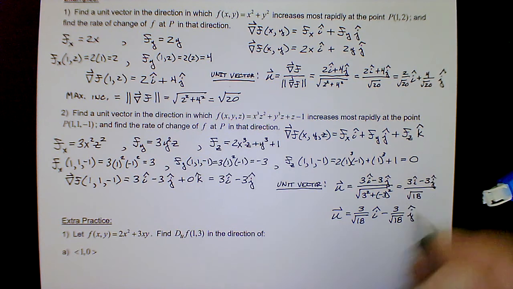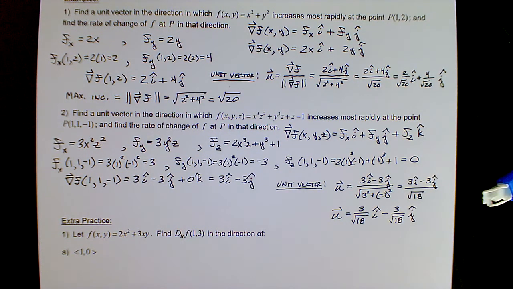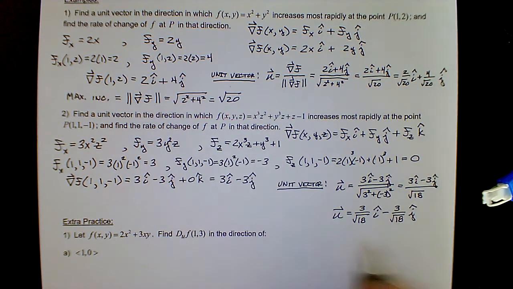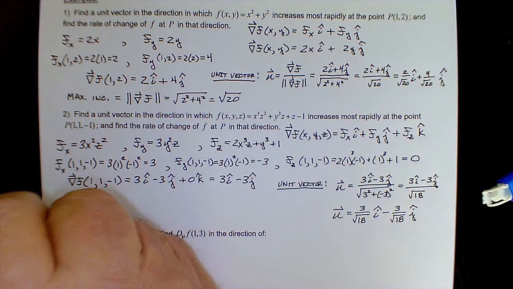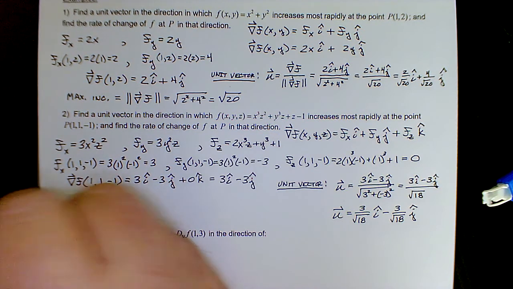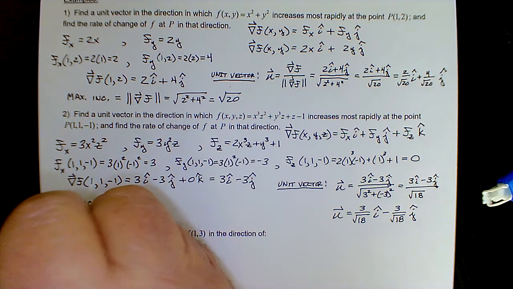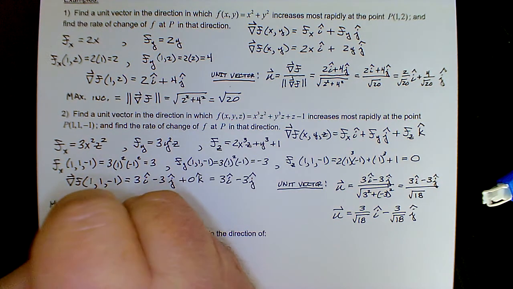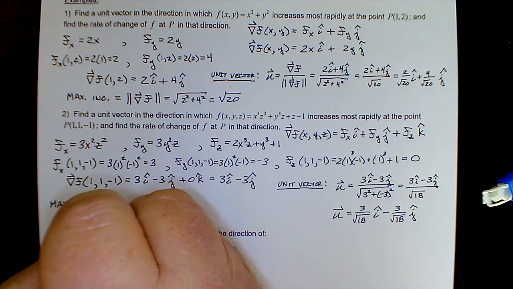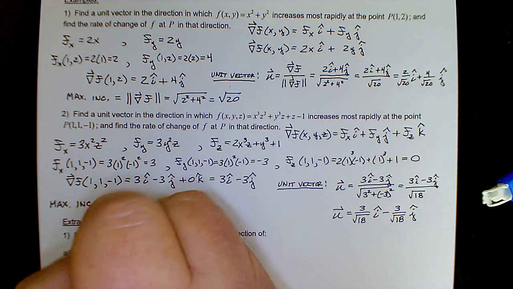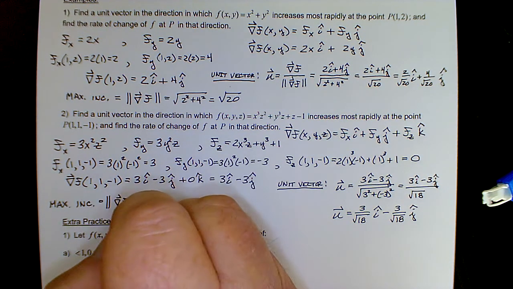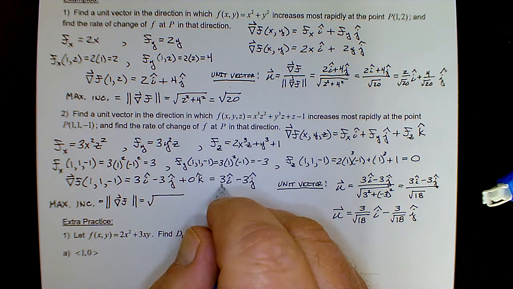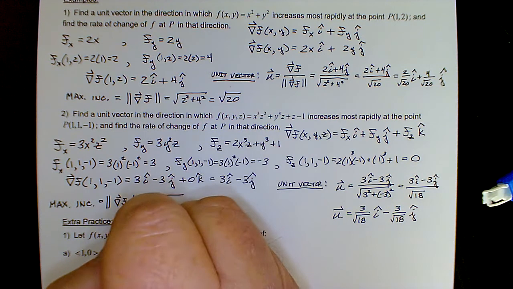But I'm going to leave it at that and go for the maximum increase, which really we already found. It's the denominator here, the magnitude of our gradient. So the square root of, again, 3 squared plus a negative 3 squared, which is the square root of 18.